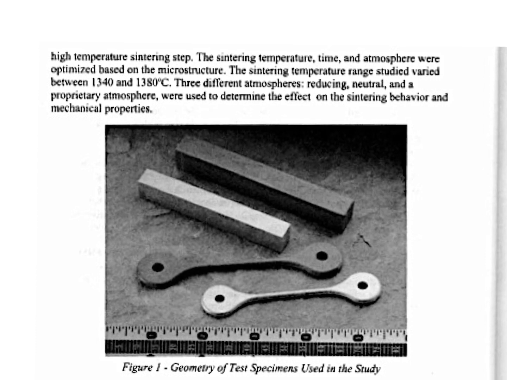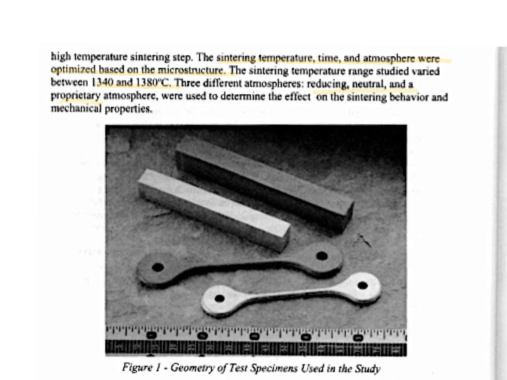And then they talk about looking at sintering temperature, time, and atmosphere, which were optimized based on the microstructure. Okay, so there is no computer program you can go to and say, tell me what atmosphere I should use. You just have trial and error, gut your way through it, figure out what the properties are at the end of it, and that's going to vary as a function of sizes. And they're looking at 1340 to 1380 C, pretty darn high in terms of temperature. And then reducing, neutral, and a proprietary atmosphere.